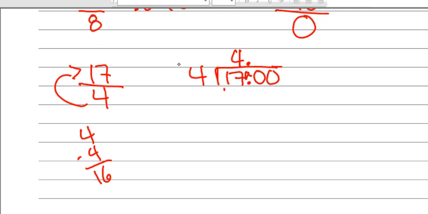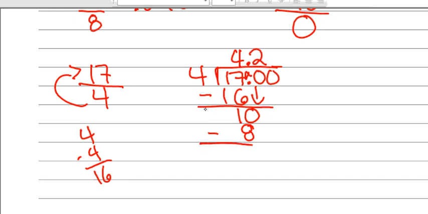4 times 4 is 16. I'm going to subtract. 17 minus 16 is 1. I'm going to bring down the 0. Does 4 go into 10? It does. It goes in twice. So 2 goes to the right of the decimal point. 4 times 2 is 8. 10 minus 8 is just 2.